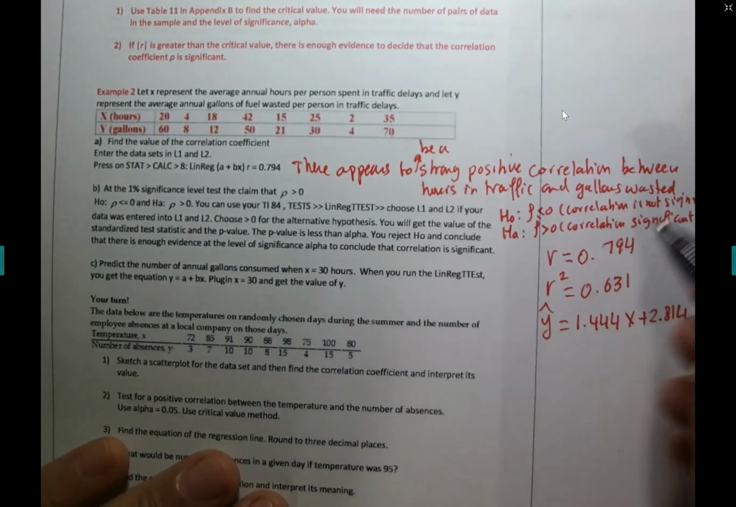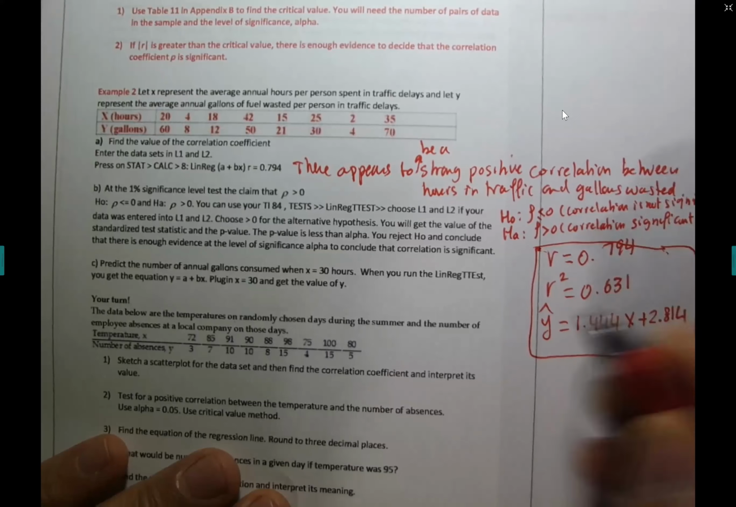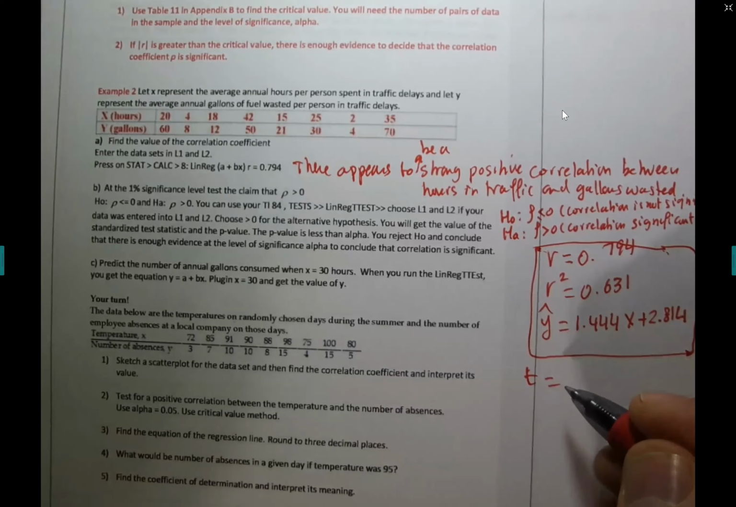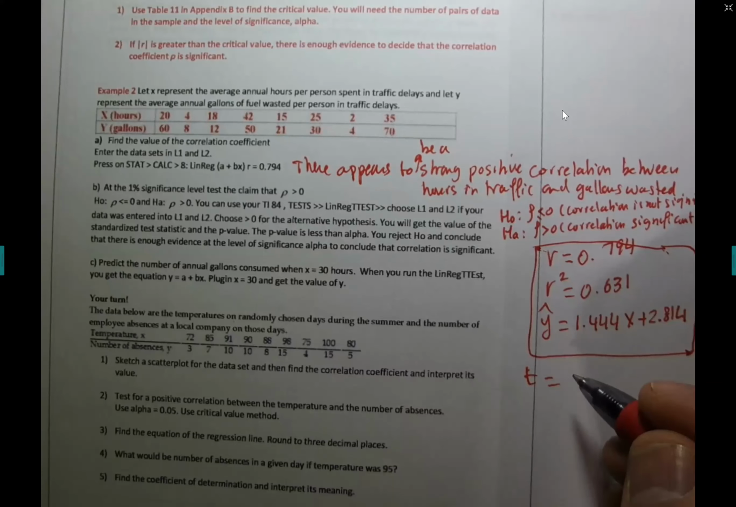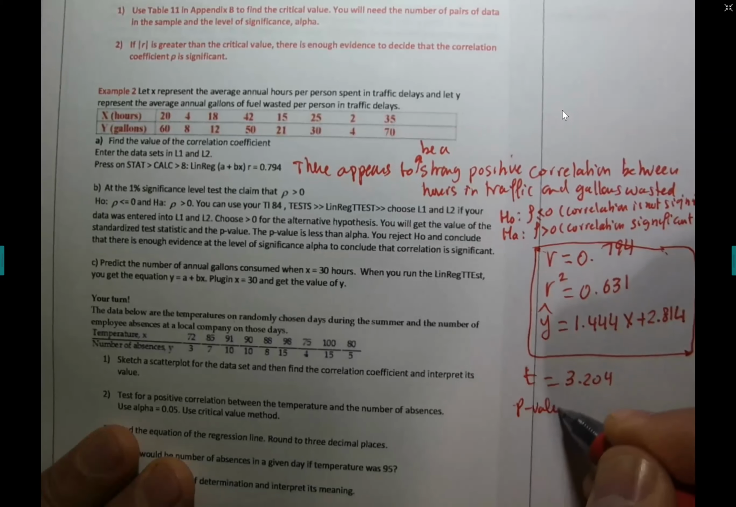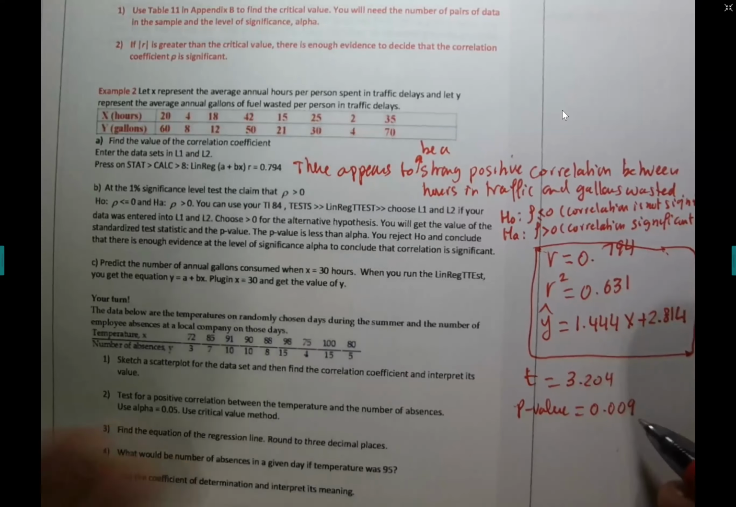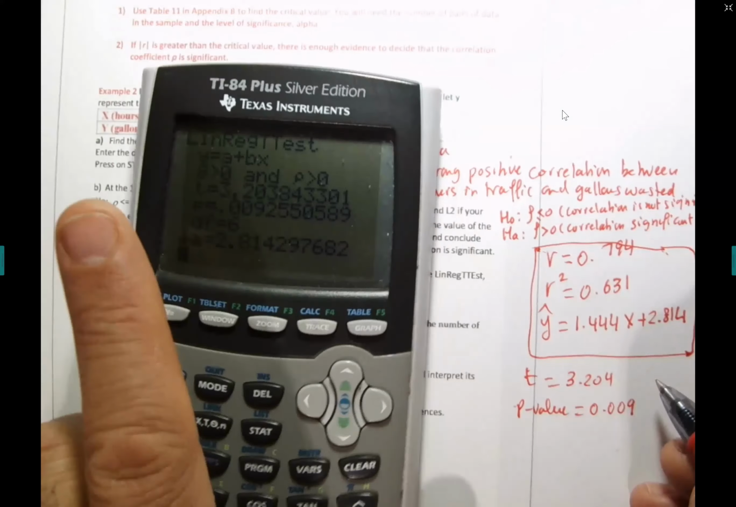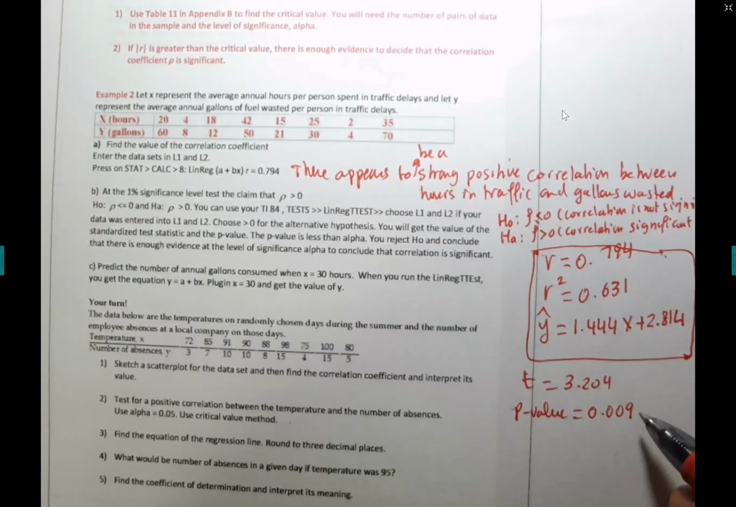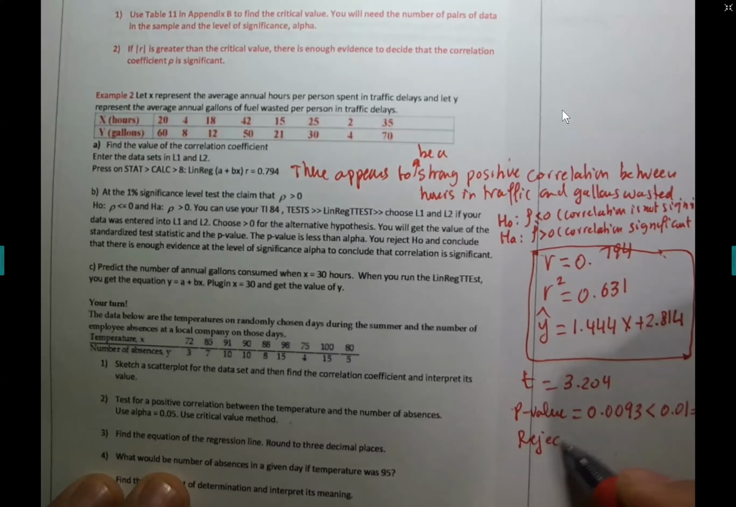Okay, so let's do it over here. T is 3.204. P-value is 0.009, and what the calculator, just to show you again, guys, 3. Do you guys agree that this is less than 0.01? So what's the decision? Reject.